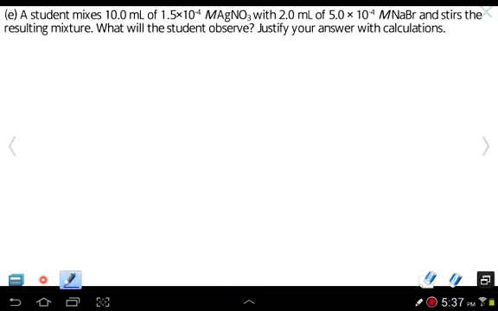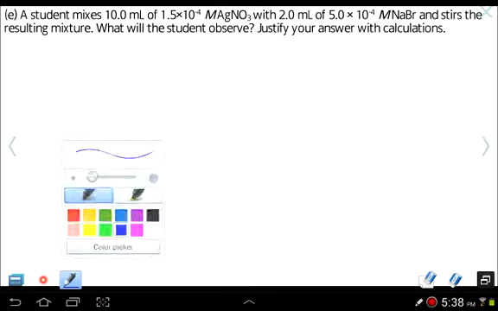Okay, let's go ahead and finish up with this. I think I had one more question that disappeared, so we'll take that. There's actually two more questions I see. A student mixes 10 milliliters of 1.5 times 10 to the negative 4th molar silver nitrate with 2 milliliters of 5.0 times 10 to the negative 4th molar sodium bromide and stirs the resulting mixture. What will the student observe? Justify your answer with calculations.